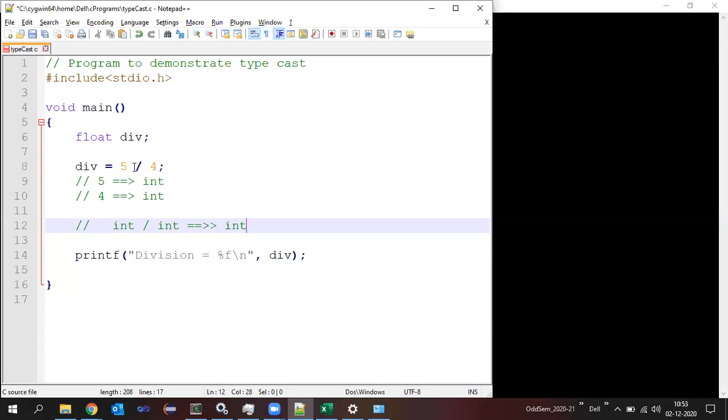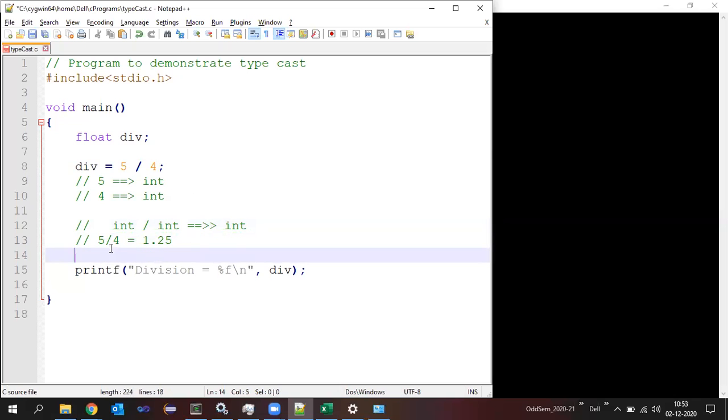Now, so what has happened here? 5 divided by 4 we performed. We know that when we perform 5 divided by 4, we get the value as 1.25. As human beings, we know this thing. But for computers try to understand in this way. There are two numbers on which I need to perform a division. First number is what? Integer value. Second number is what? Integer value. Now it is being told to the compiler or the computer that when you perform integer divided by integer, you have to take the result in the form of integer only.